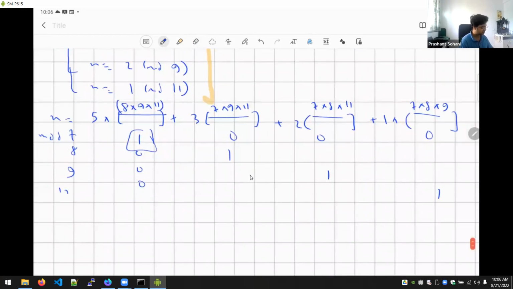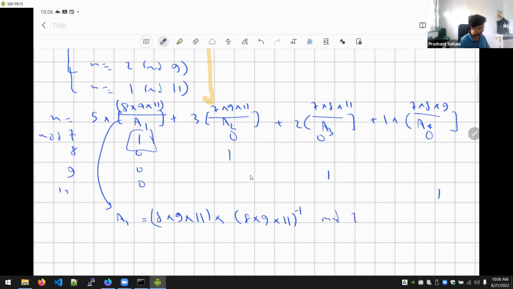There is not enough space to write it, so I'll just write it below. Let me call these blocks A1, A2, A3, A4. Then A1 is 8 into 9 into 11 into the multiplicative inverse of these things, modulo 7.